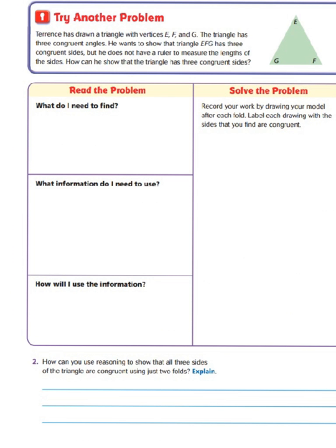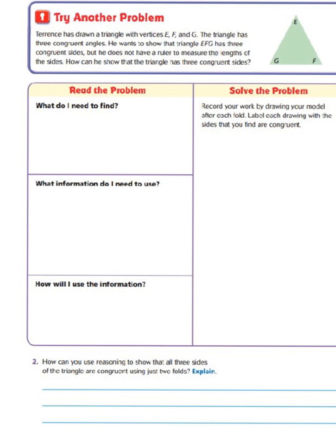Now let's try another problem. So Terrence has drawn a triangle with vertices E, F, and G. The triangle has 3 congruent angles. He wants to show that triangle EFG has 3 congruent sides, but he does not have a ruler to measure the lengths of the sides. How can he show that the triangle has 3 congruent sides?